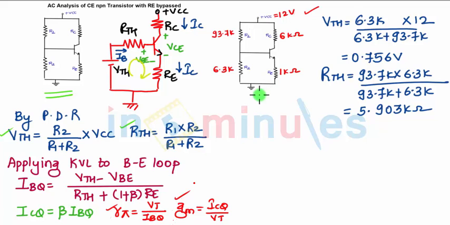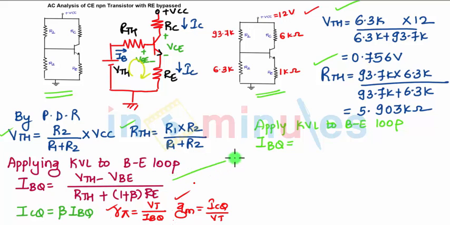Once you know VTH and RTH, I am following the same steps that I have done for the derivation in the analysis. So you know the value of VTH and RTH. Next is to apply KVL to the base emitter loop. Once I apply KVL to the base emitter loop, I will find IBQ. The equation is VTH, you know. I am not writing the equation because I am following the same steps. So VTH will be 0.756 minus VBE, that is 0.7, upon RTH. RTH we have found as 5.903 K, plus 1 plus beta.